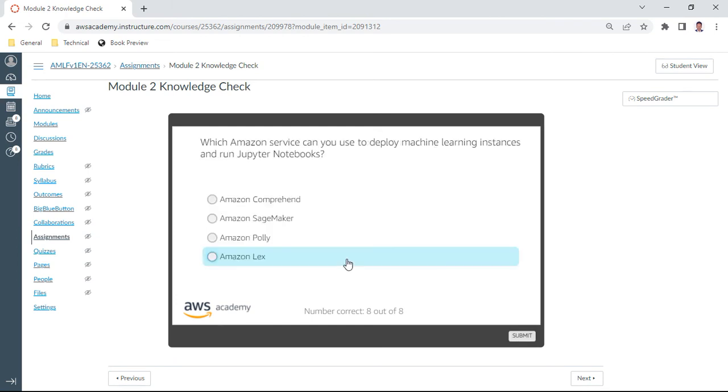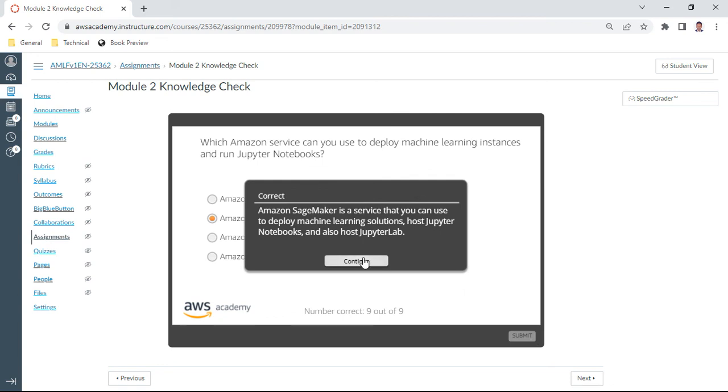Now the ninth one: which Amazon service can you use to deploy machine learning instances and run Jupyter notebooks? This is B, SageMaker. The ninth one is correct.